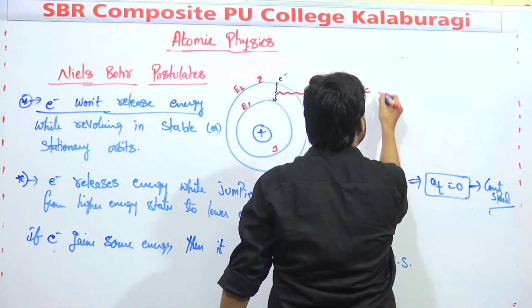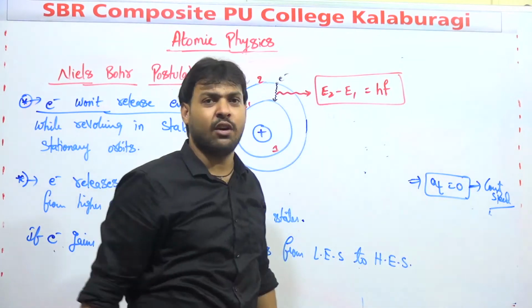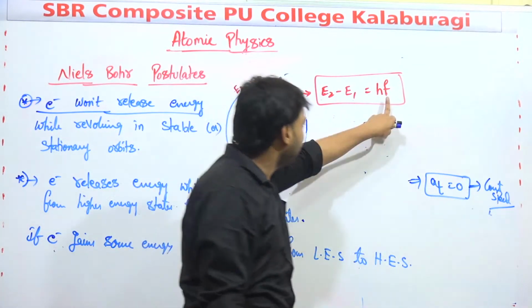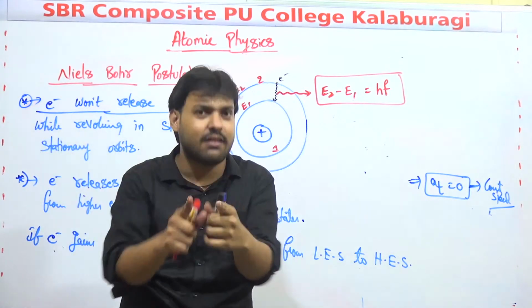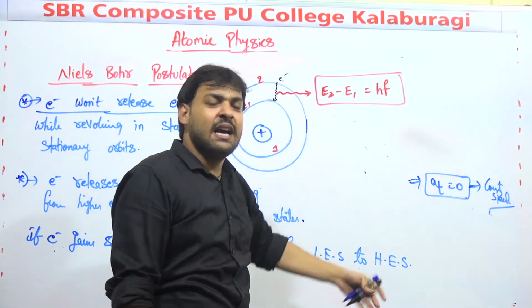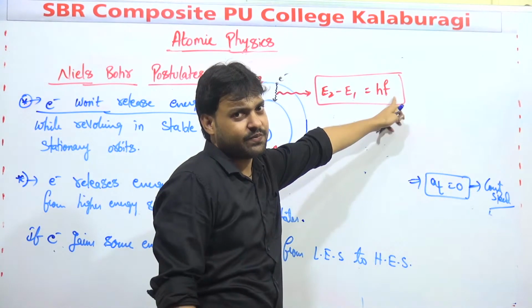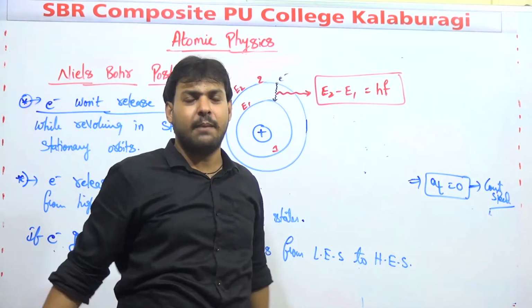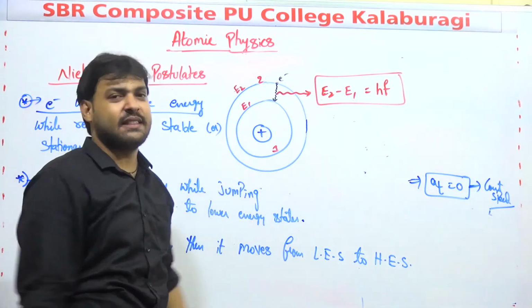That will be converted to hf. This formula we already studied in dual nature. Yes or no? E equals hf, or E equals hc by lambda. That is the radiation, according to Maxwell. If that radiation has some energy, then there will be a frequency, and we can calculate that frequency. This is what Maxwell expected from Rutherford, but Rutherford didn't care about all these things. Bohr came and tried to explain everything about this.